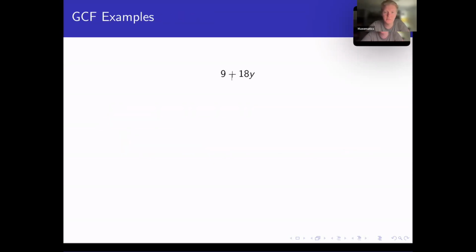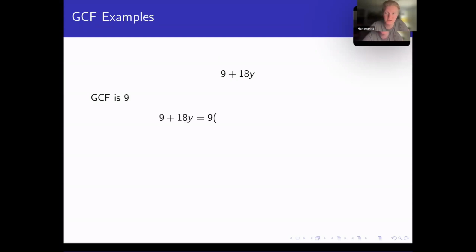So we have 9 plus 18y. Our GCF is going to be the highest number that can divide both 9 and 18, and the least common power of y's that we see. Well, the highest number that divides both 9 and 18 would be 9. And then what power is in common of y? Well, 9 doesn't have any y's, so we can't factor out a y.